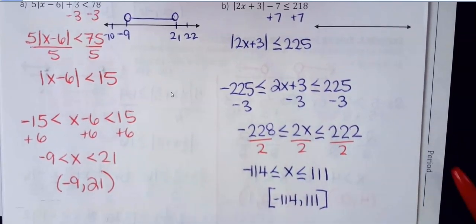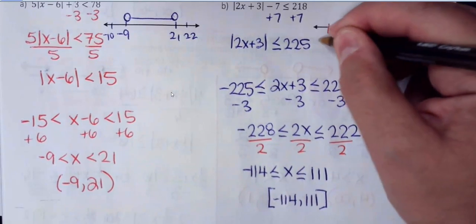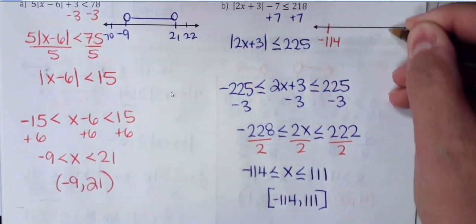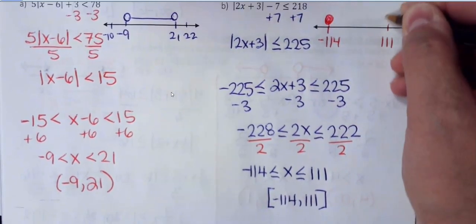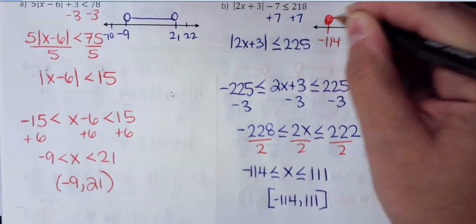And on a graph, again, you don't have to space these out perfectly. The negative number should be on the left, though, and the positive number should be on the right. And those two numbers are included, and any number in between these two, we're just going to play connect the dots.